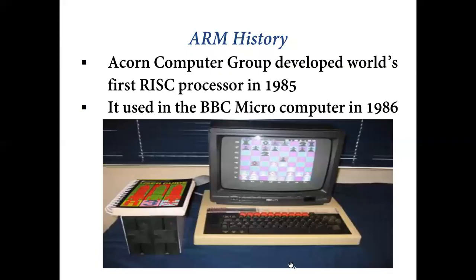Okay. If you see the ARM history, the first company, Acorn Computer Group, developed the first RISC processor. It was not called ARM. It was the first reduced instruction set computer processor, developed in 1985. Then this processor was used in the BBC Microcomputer in 1986. There were many unknown companies with different names that are not in the market nowadays. These companies provided many ICs. In earlier days there were many different computer companies.